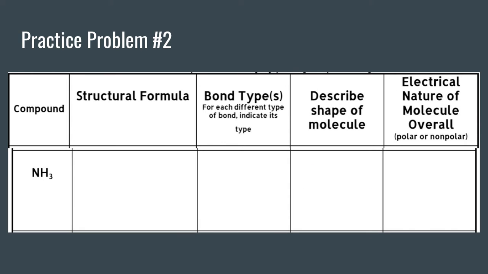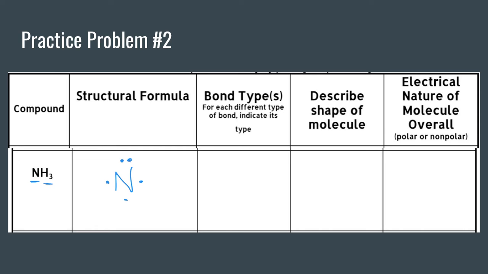Our second example that we're going to go through is the second one on your sheet, so NH3. Again, most of the time, whatever is listed first is going to be the thing that goes in the middle. So we're going to start by writing the formula. Nitrogen is in group 15, so it's going to have 5 valence electrons. 1, 2, 3, 4, 5.